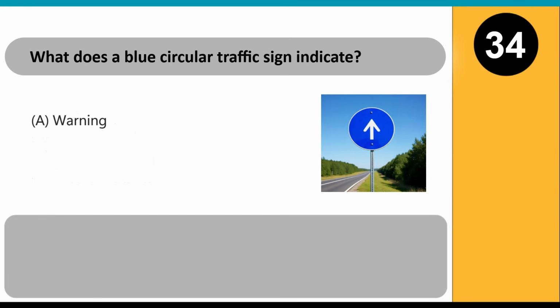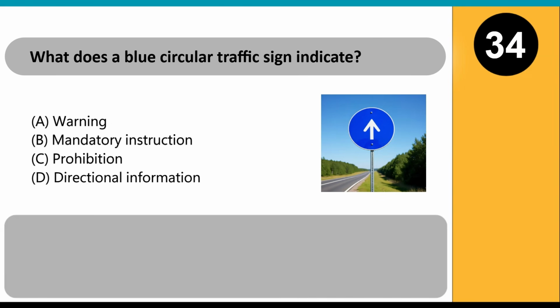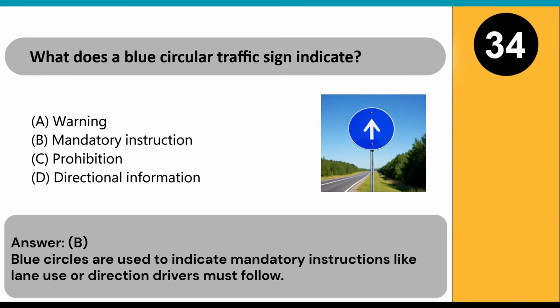What does a blue circular traffic sign indicate? A. Warning. B. Mandatory instruction. C. Prohibition. D. Directional information. Answer: B. Blue circles are used to indicate mandatory instructions like lane use or direction drivers must follow.